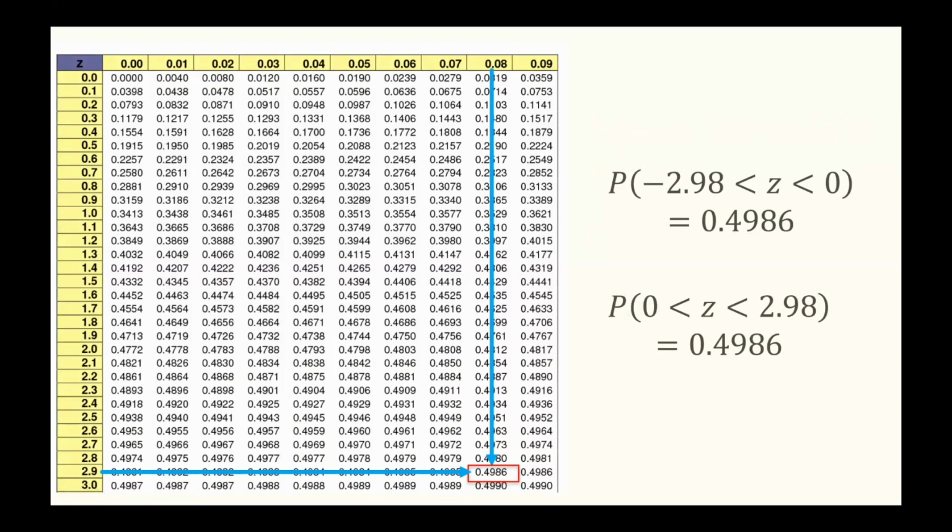To get the probability of 2.98 in the standard normal table to 0, that would be 0.4986. That is the intersection of 2.9 and 0.08. So parehas lang yung area dito since na yung number naman is pareho, which is 2.98. Just omit first the negative sign. Take note yung symbol, simula tayo sa negative to 0. And kapag 0 naman yung nauna, that would be to positive number, which is greater than 0.